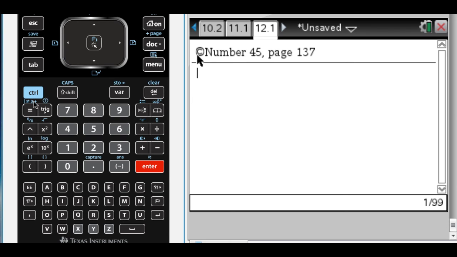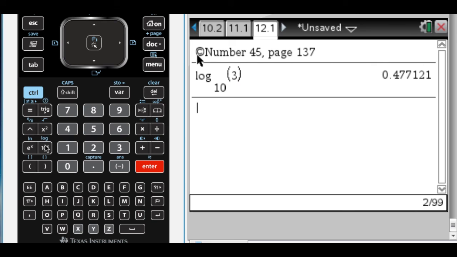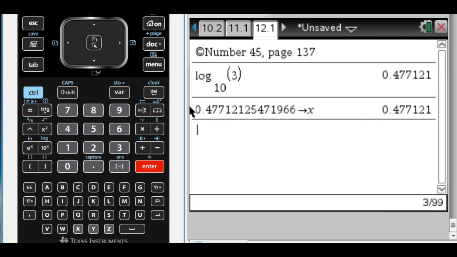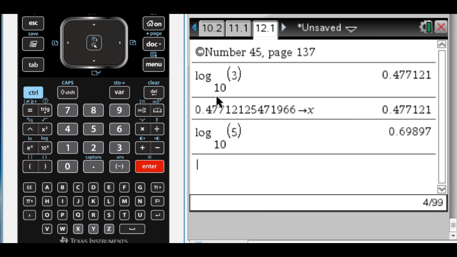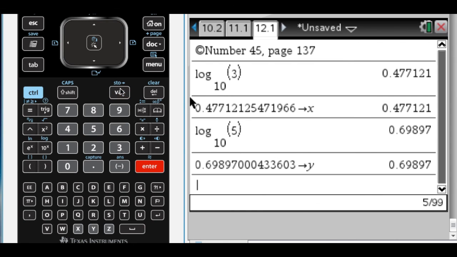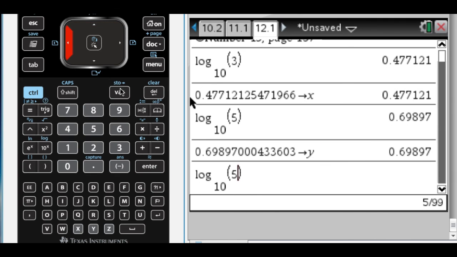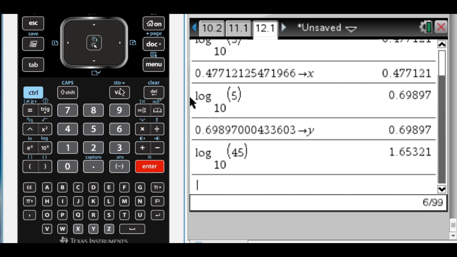First thing that I'll have is the log of 3, so that's going to be x, and I'll store that as x. Then I want the log base 10 of 5, and that's going to be y, so I'm going to store that as y. Then the question is to figure out what the log base 10 of 45 is. So that's 1.65321. Okay, so that's kind of my target.